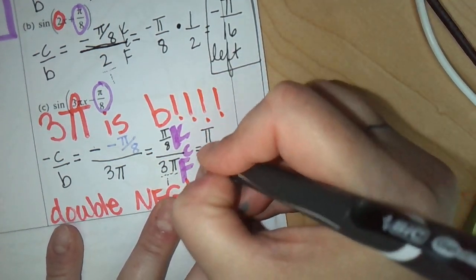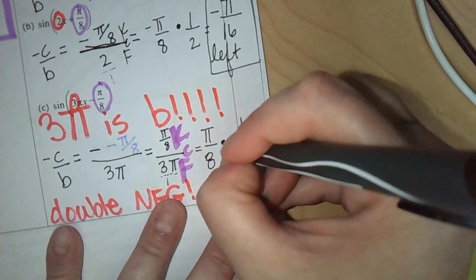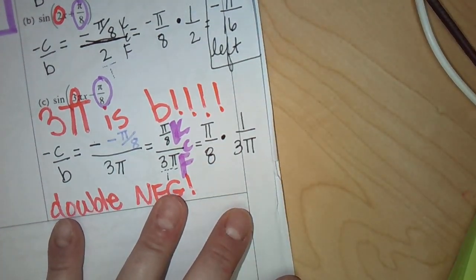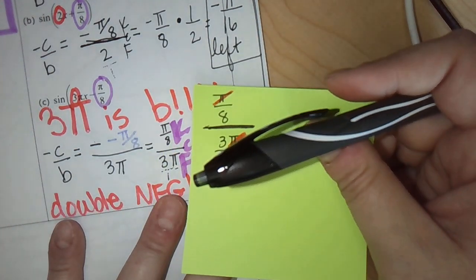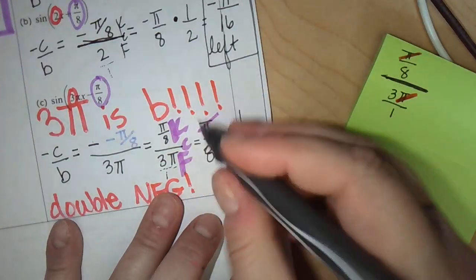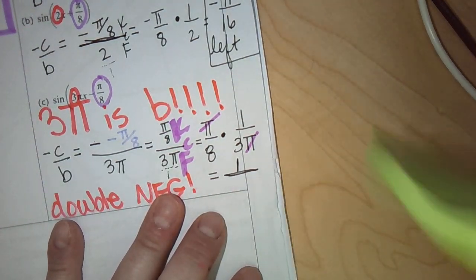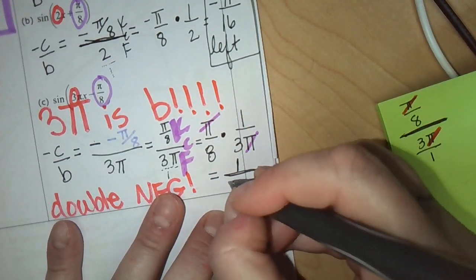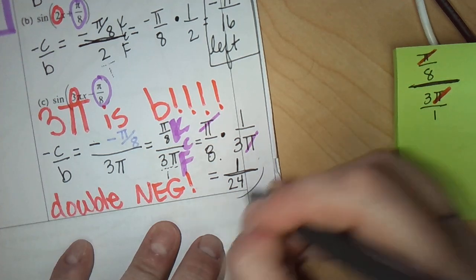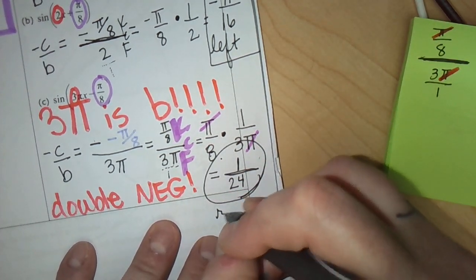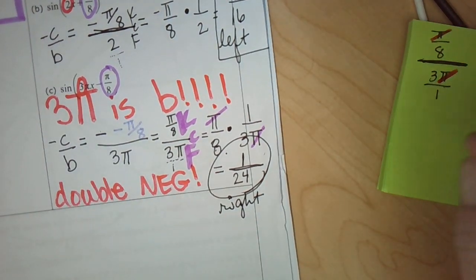Pi over 8 stays how it is. We change the bar to a dot. 3 pi goes to 1 over 3 pi. So the pi's cancel, huzzah! Just like we thought they were going to do earlier. But the top is now 1 and the bottom is not 8 or 3, it's both, 8 times 3, or 24. This is positive, so we go right. Alright, let's keep going.